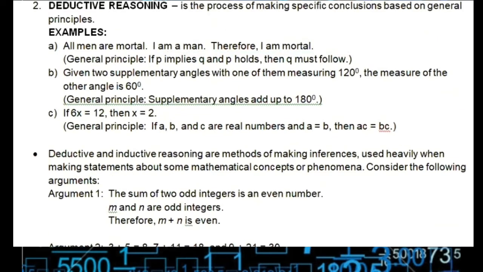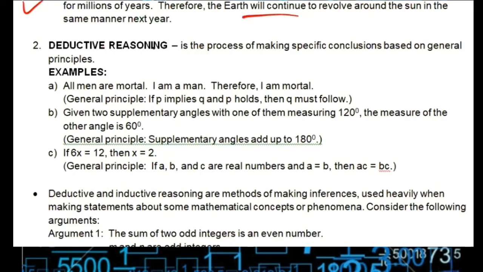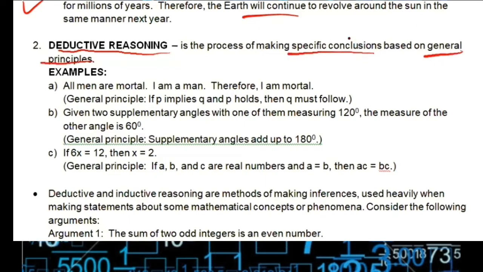Deductive reasoning. Number 2. So, in deductive reasoning, it is the process of making specific conclusions based on general principles. Specific conclusions based from general principles. So, which comes first? So, nauna yung general principles bago ka nag-specific conclusion. Parang general statement or rule before you give specific examples.